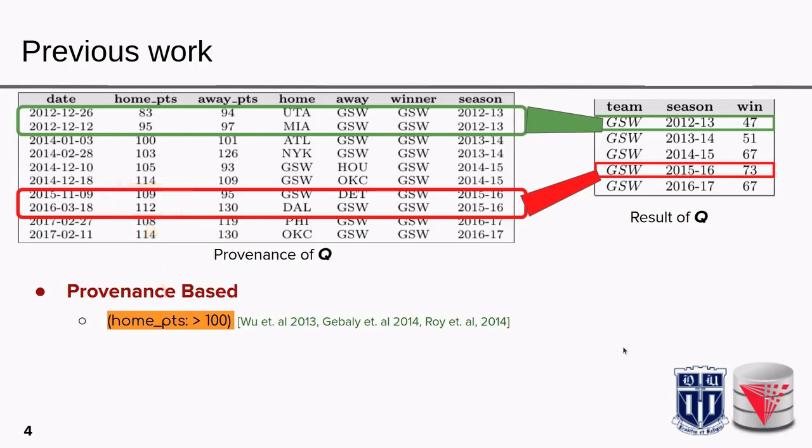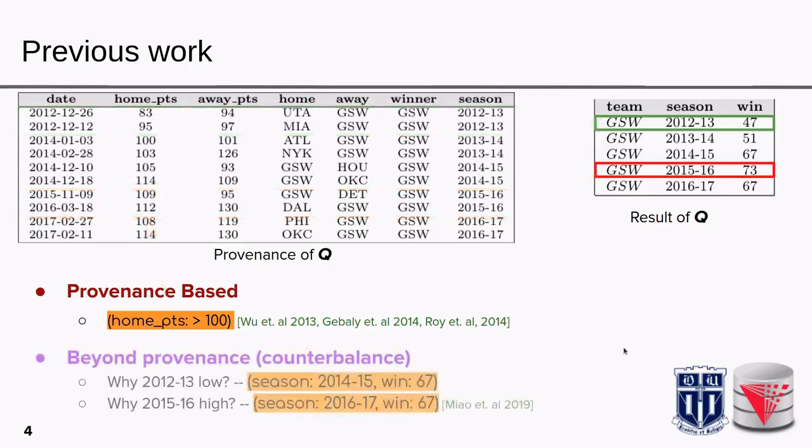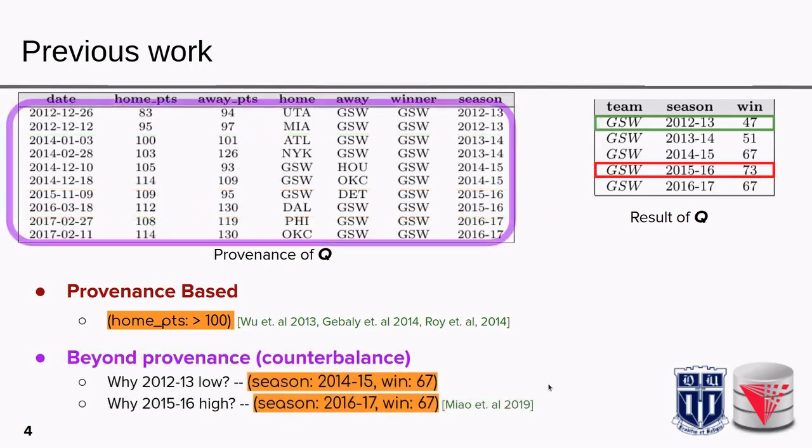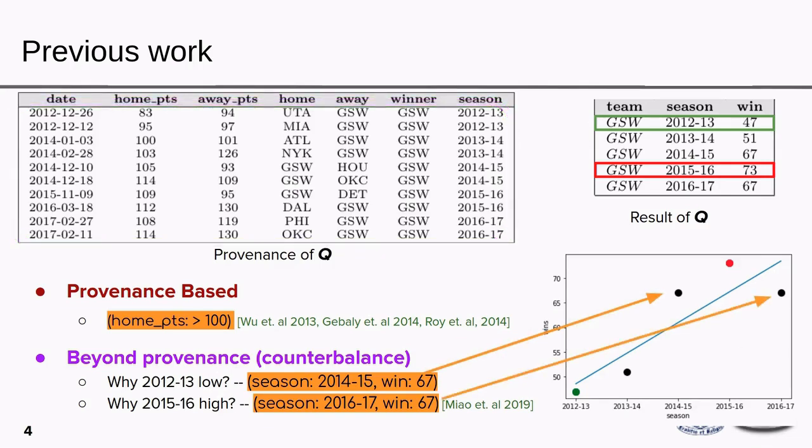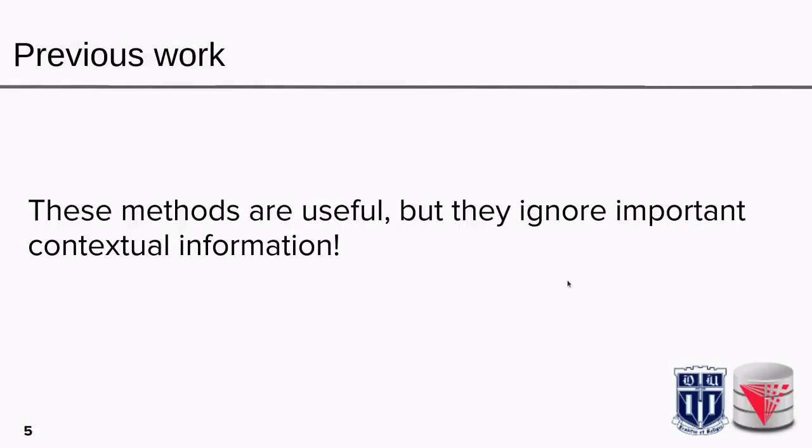In one of our previous work, we looked into an approach that goes beyond provenance, which tries to find the counterbalance point to explain the question. Like here, we find a linear relationship between number of wins and season. Then we choose data points that are in the opposite direction of the user question as explanations. It is useful in capturing the trend of the result, but still not useful in explaining the reason behind the success or failure of a team.